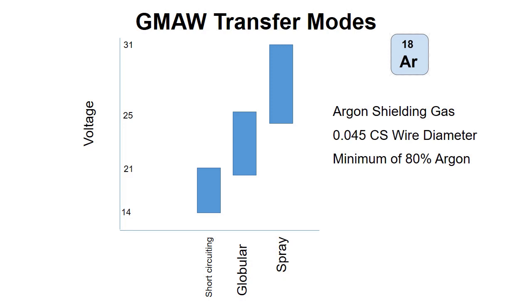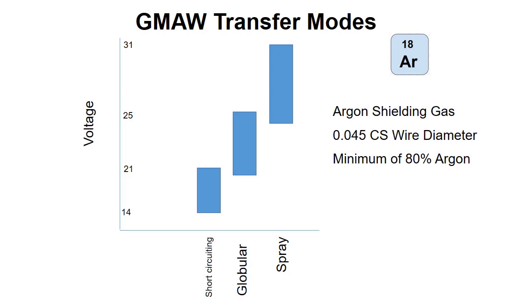Globular is going to take over in the 20-some range, and then it's going to head up to about 25 volts. At about 24, 25, we're going to start going from globular into the spray transfer mode. And then as we just crank this up and keep going, it's going to stay in spray mode. There is no mode after that.